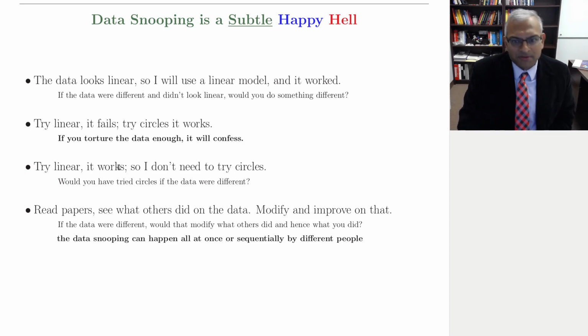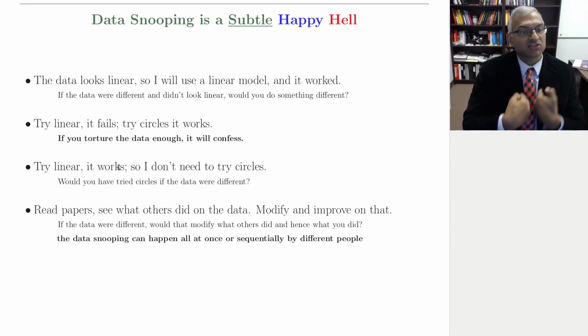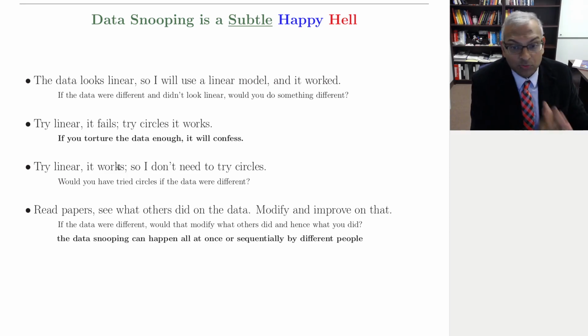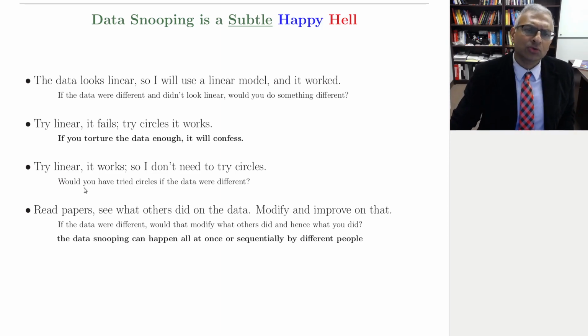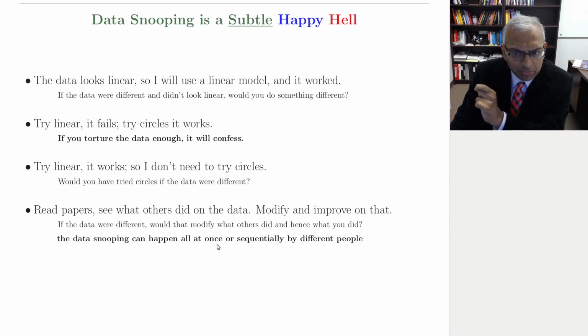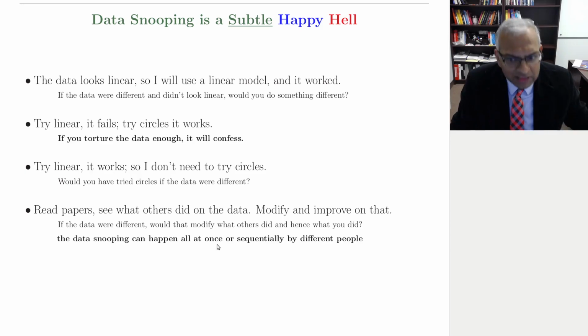So basically you can ask yourself, if the data were different, would that modify what others did and hence what I did? So the data has affected all kinds of choices. It would have affected what others did and what I did. And you have to pay a price for all those choices. In other words, data snooping can happen all at once, where you yourself, on Monday decide to try linear, and then if it fails, circles, and then if it fails, neural networks, and so on and so forth. Or someone 10 years ago tried linear, and then 5 years ago tried circles, and then you tried neural networks. So the data snooping can happen all at once or sequentially by different people. It's still data snooping. You have to pay the price.